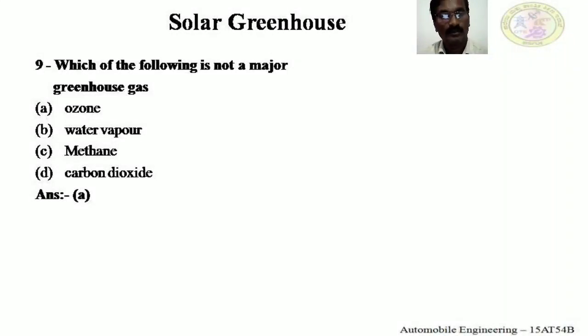Next one. Which of the following is not a major greenhouse gas? We have four options here: ozone gas, water vapors, methane, carbon dioxide. Out of these four gases, only ozone is not a major greenhouse gas.